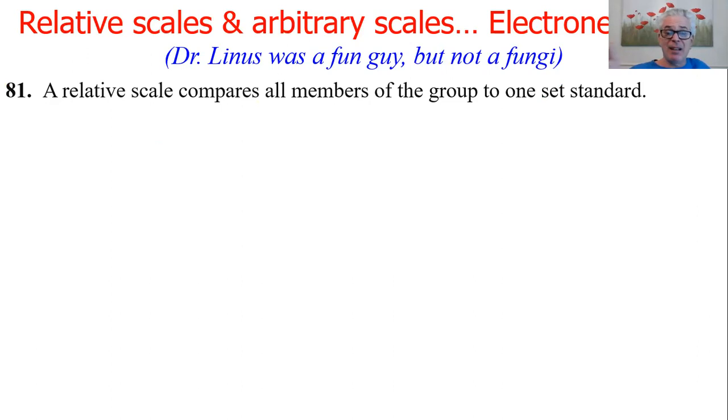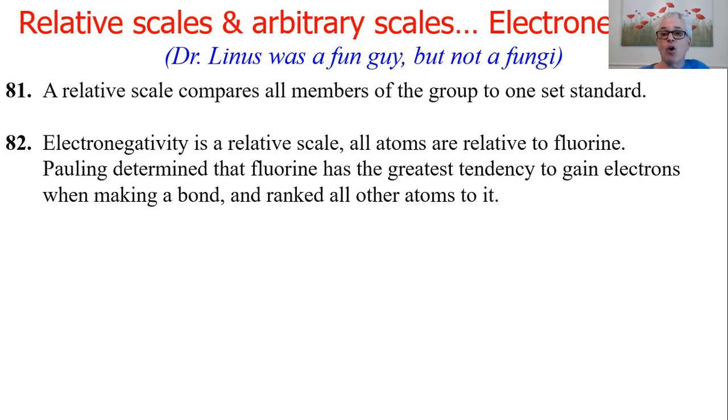Maybe you pick the middle height kid, that kid's normal, and then you're smaller than normal or taller than normal. This is stupid. Who cares how tall you are? But in a relative scale, everything is relative to one standard. As it turns out, electronegativity is a relative scale. All atoms are ranked according to fluorine. Fluorine has the highest tendency to gain electrons in a bond. Every other atom wants electrons in a bond less than fluorine. So fluorine's the highest and everybody else is ranked according to fluorine.